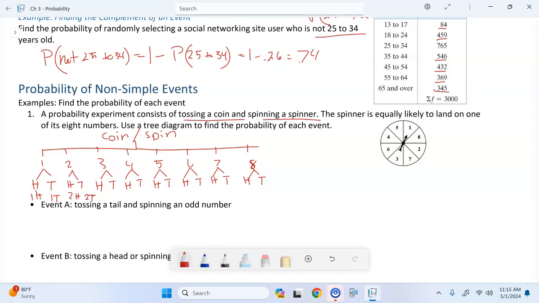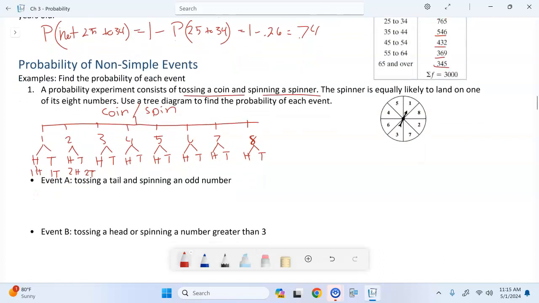Okay? So we have 16 different possible outcomes based on that T-chart, or that tree diagram. If we use our fundamental counting principle and multiply the 2 outcomes from the coin by the 8 outcomes of the spinner, we get the same thing. We get 16 different possible outcomes in our sample space. So our sample space is 16. We want to find the probability of tossing a tails and spinning an odd number.